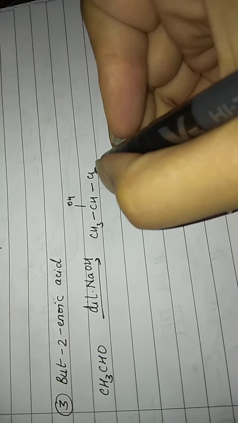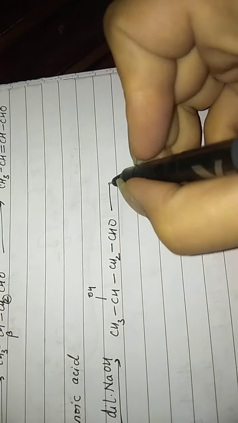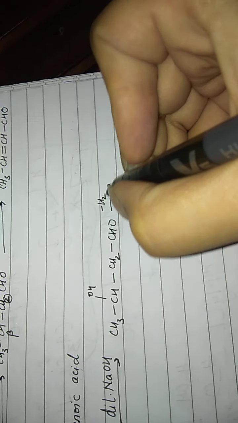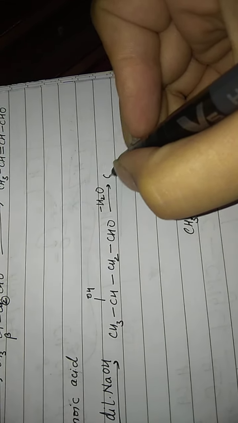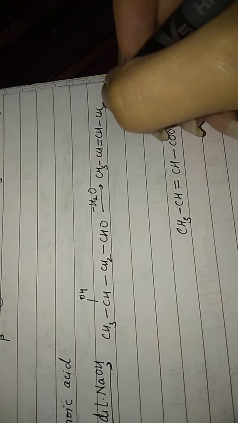CH3CHOHCH2CHO. The second step, that is dehydration, again gives me CH3CH=CHCHO. What do I have to form? But-2-enoic acid. All of you can draw the structure of but-2-enoic acid.